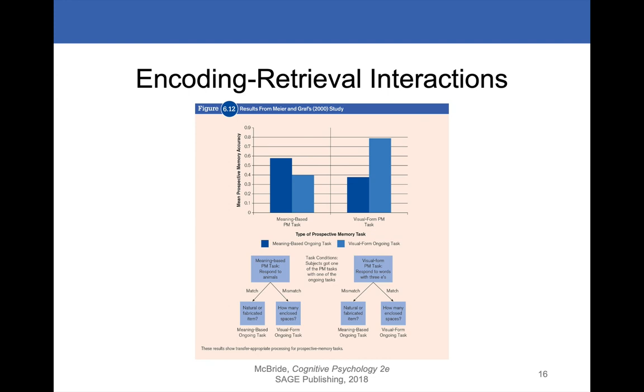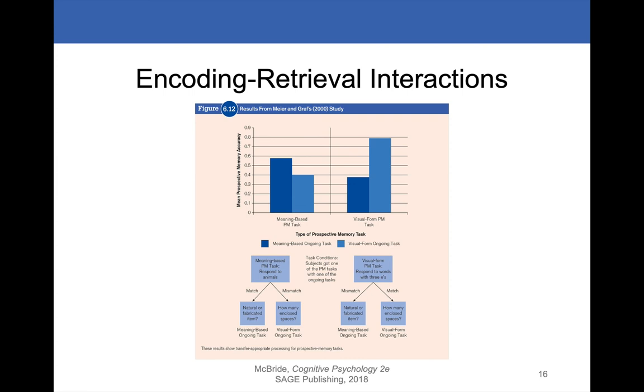That would be a meaning-based task, versus if you see this picture and I ask you how many enclosed spaces it has, which is really just about how it looks visually. If I give you this ongoing task after you've already had either the meaning-based task or the visual form task, you're going to do better on the task that matches what you've had previous experience with.